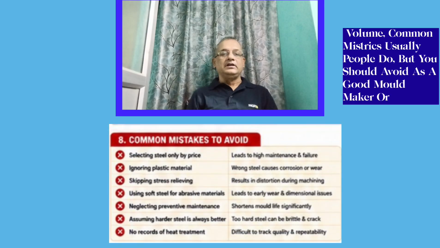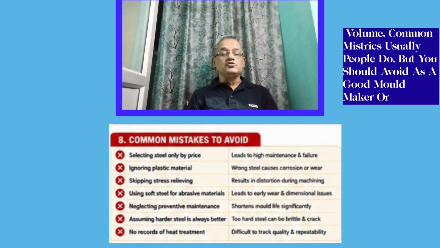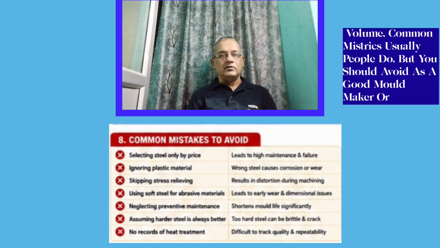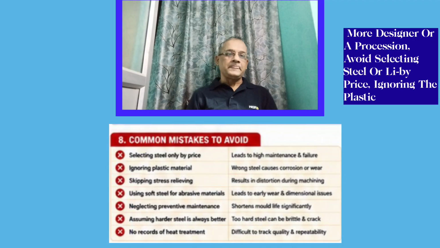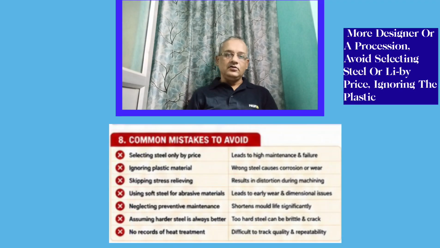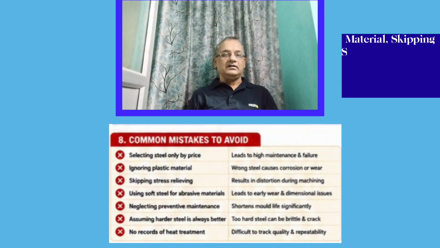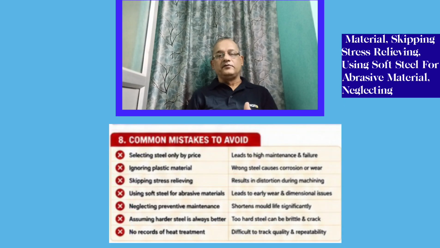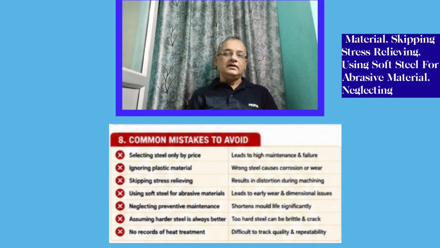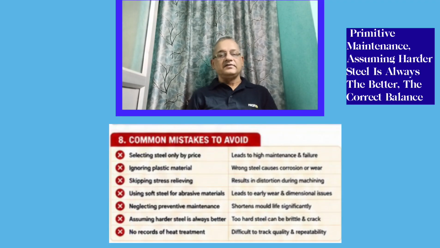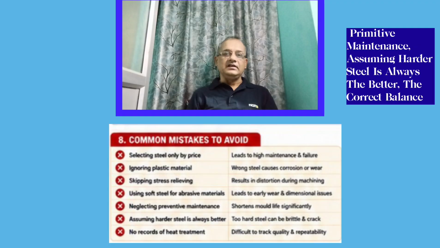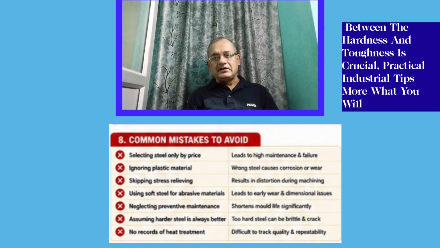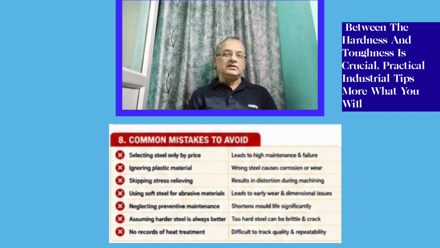Common mistakes people usually make, but you should avoid as a good mold maker, mold designer or processor. Avoid selecting steel only by price, ignoring the plastic material, skipping stress relieving, using soft steel for abrasive material, neglecting preventive maintenance, assuming harder steel is always better. The correct balance between hardness and toughness is crucial.